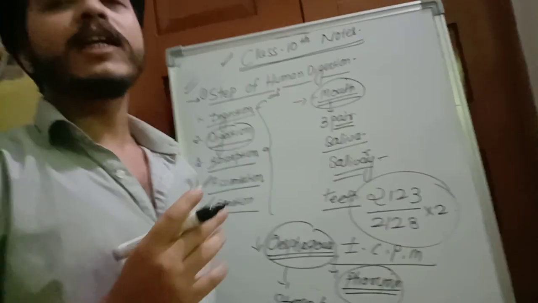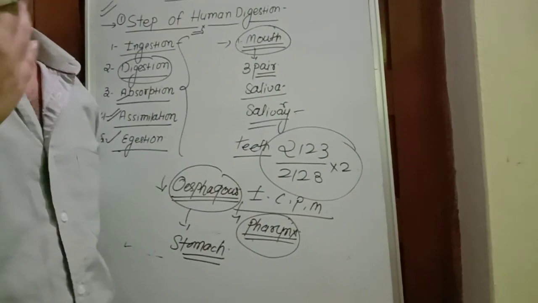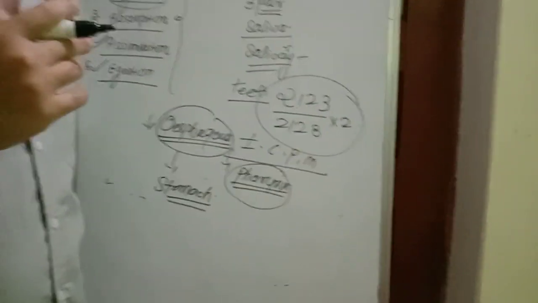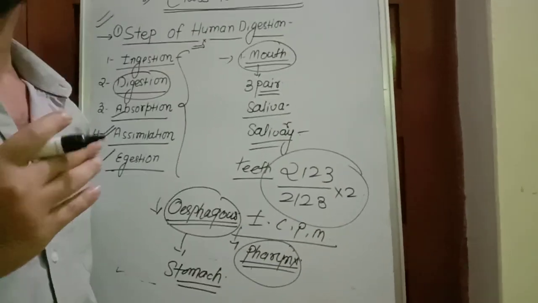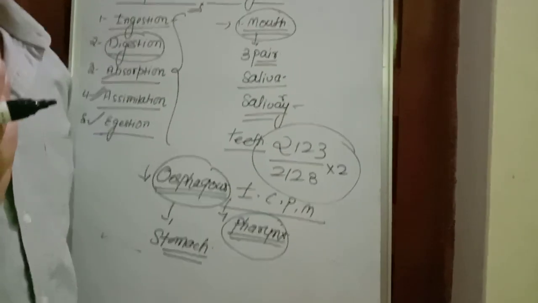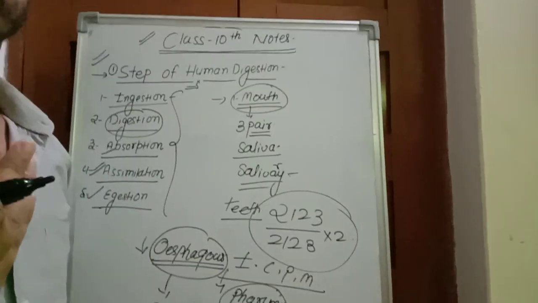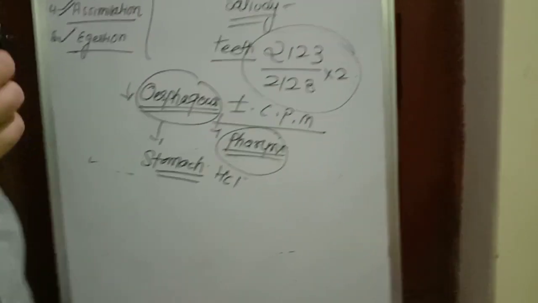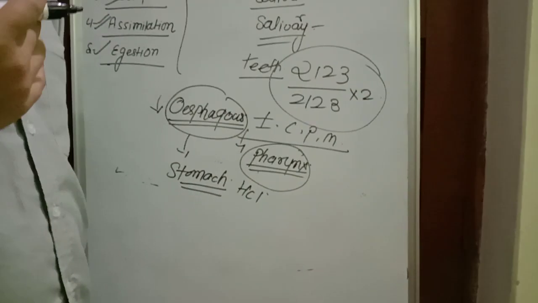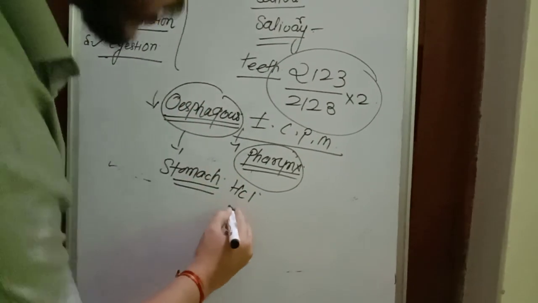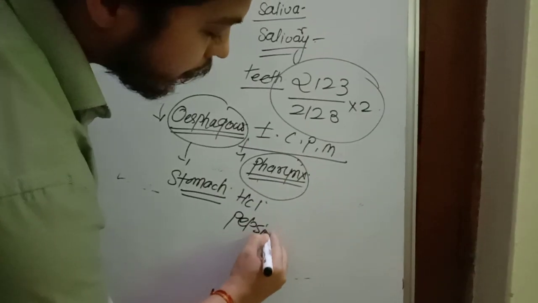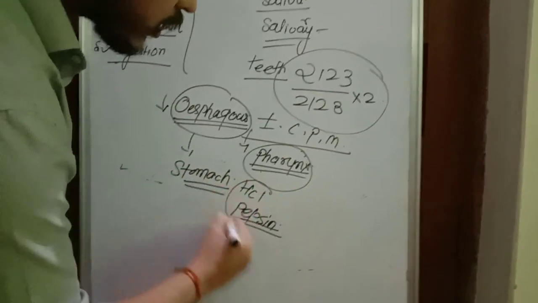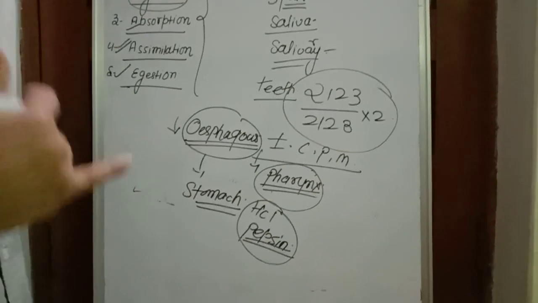In the stomach, that is a bag-like, sac-like, J-shaped structure where food is stored for 4 to 5 hours, and it contains gastric glands which secrete gastric juice. Gastric juice contains enzyme and HCl. This HCl makes food acidic, and what is the function of the enzyme? You note down: pepsin helps in the breakdown of protein into peptides. This is all about stomach. Then we move to the next.